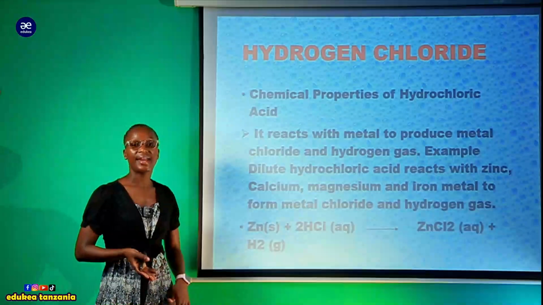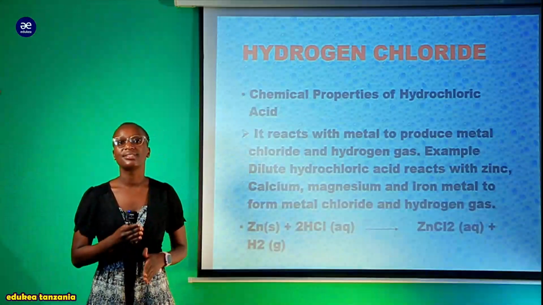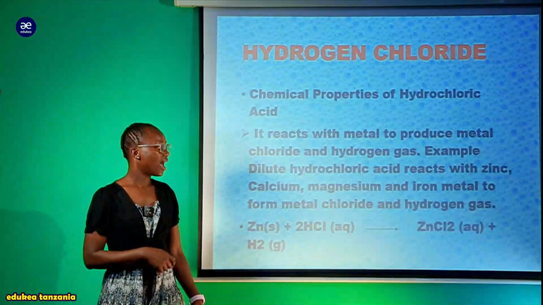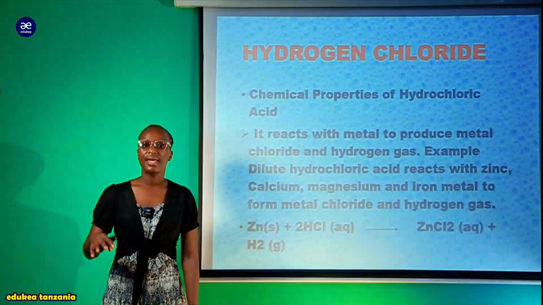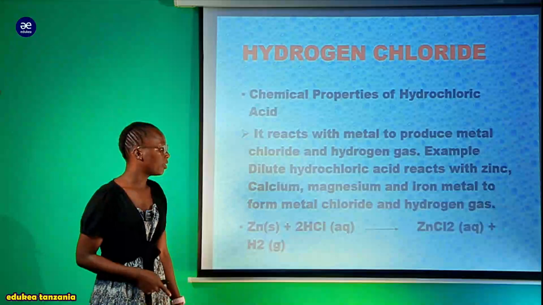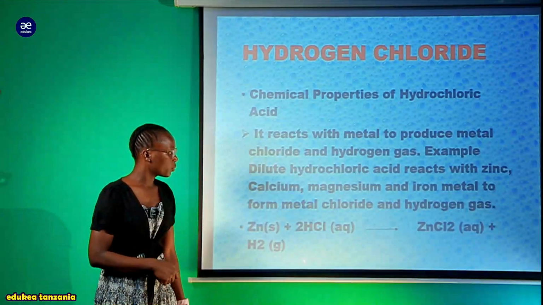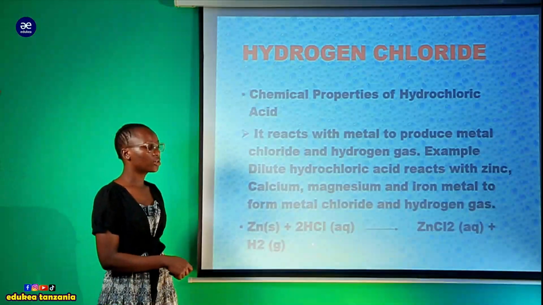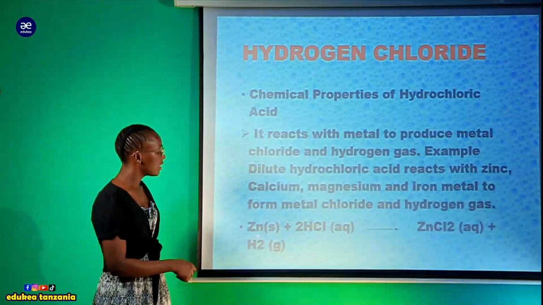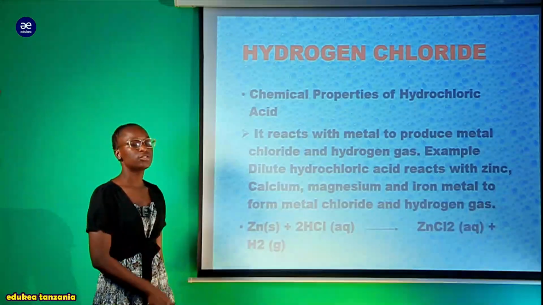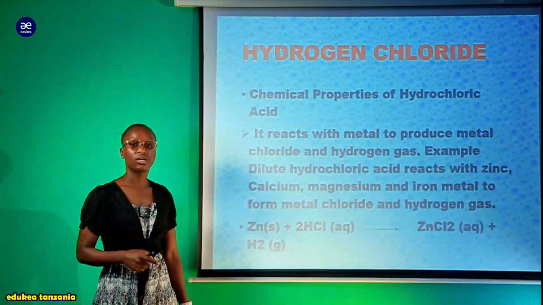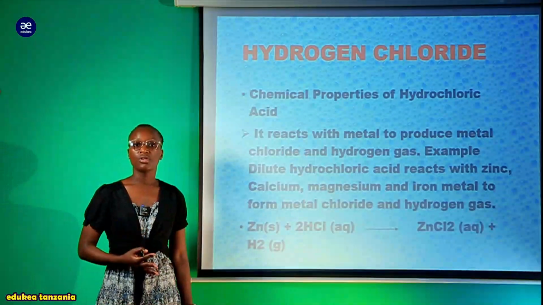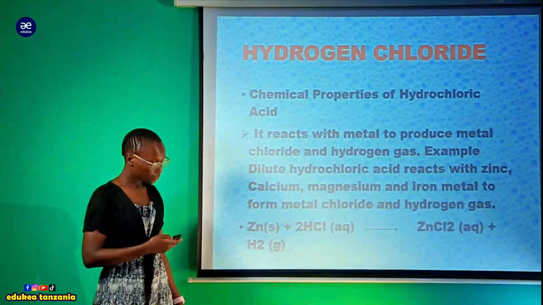Mfano mzuri tuangalie dilute hydrochloric acid ambayo inaenda kureact na zinc, magnesium, calcium as well as iron metal, ambapo tunaenda kupata the metal chloride na hiyo gesi ambayo ni hydrogen gas. Simply see the equation here. Here we have zinc metal. This is a metal and this is the hydrochloric acid solution. Imereact na hii metal, tumeenda kupata chloride of metal where we are going to have the zinc chloride plus hydrogen gas, as you see here in our demonstration of our reaction.